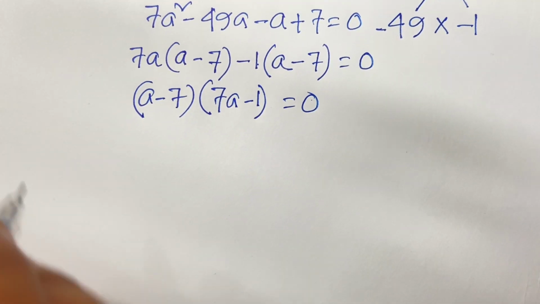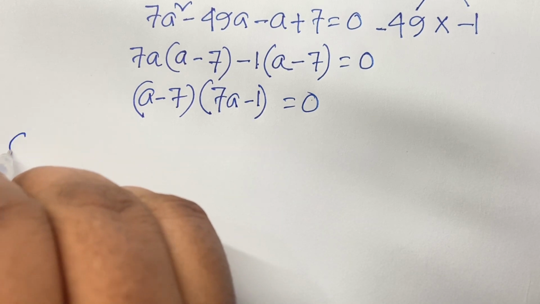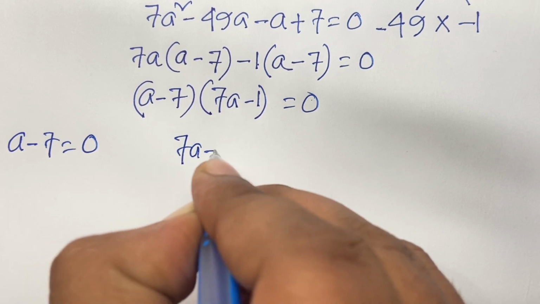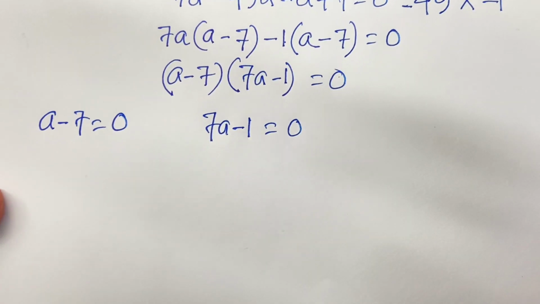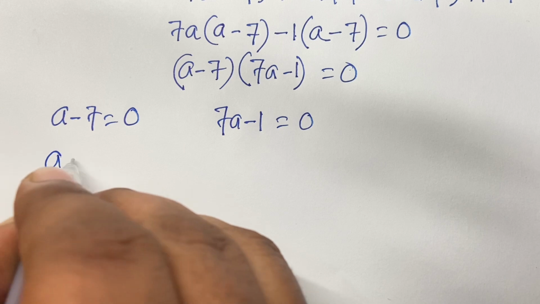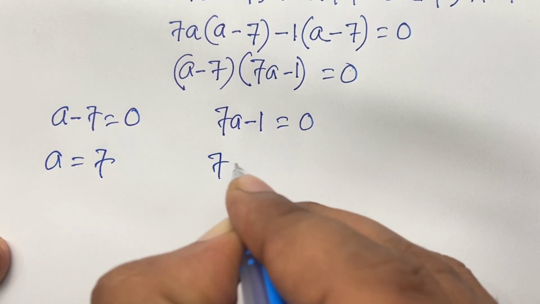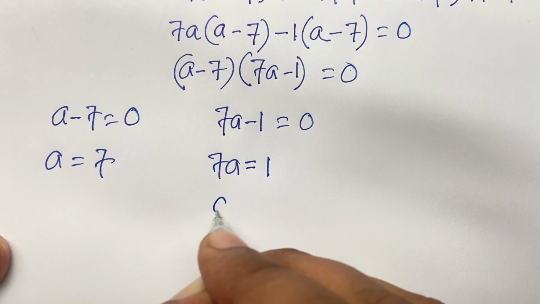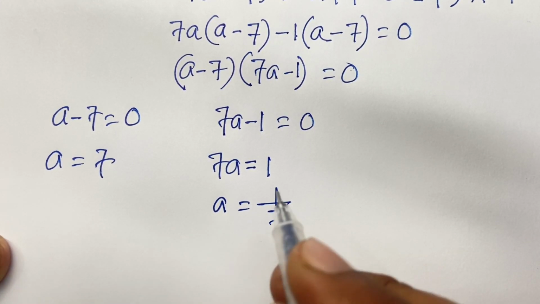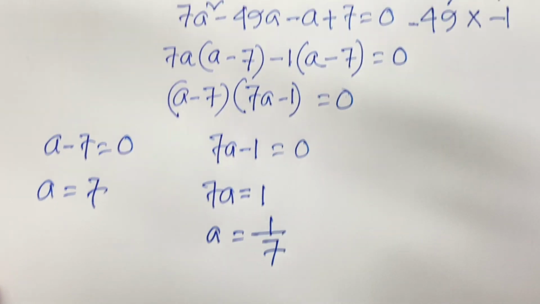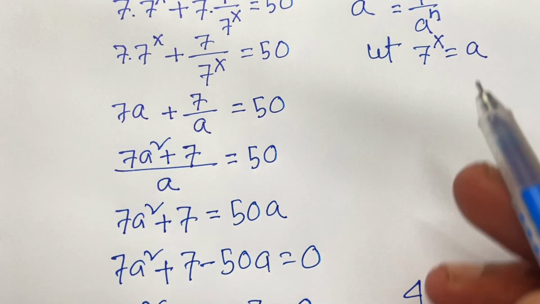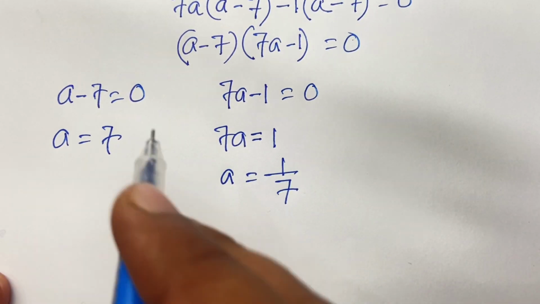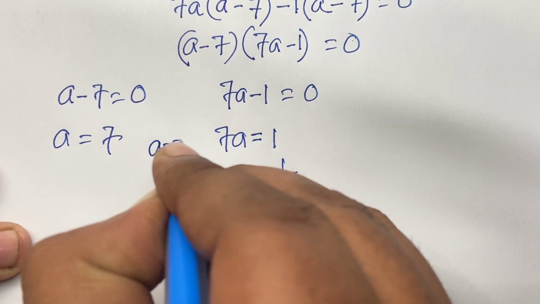Now there are two cases. The first case is a minus 7 equals 0, and the other case is 7a minus 1 equals 0. So a equals 7, and 7a equals 1, so a equals 1 over 7. Now we know that a equals 7^x.